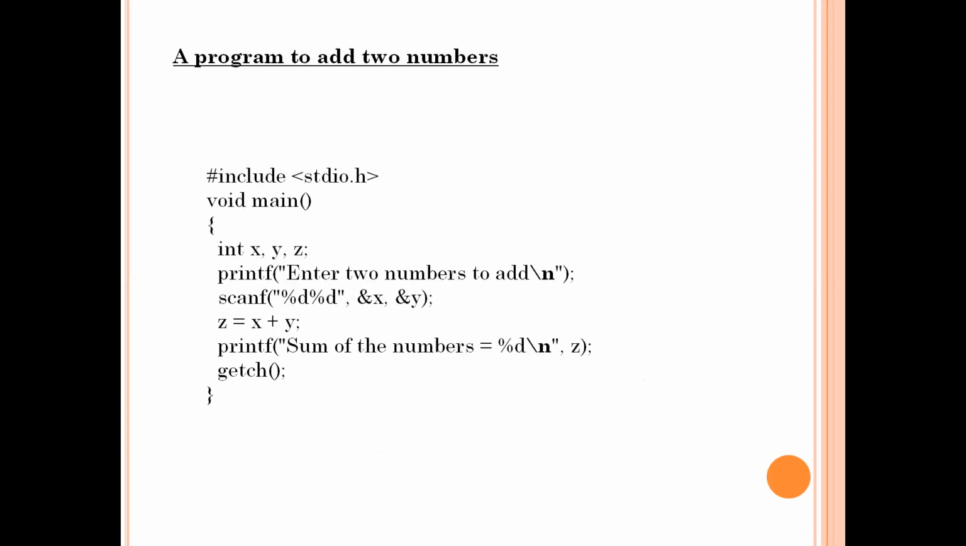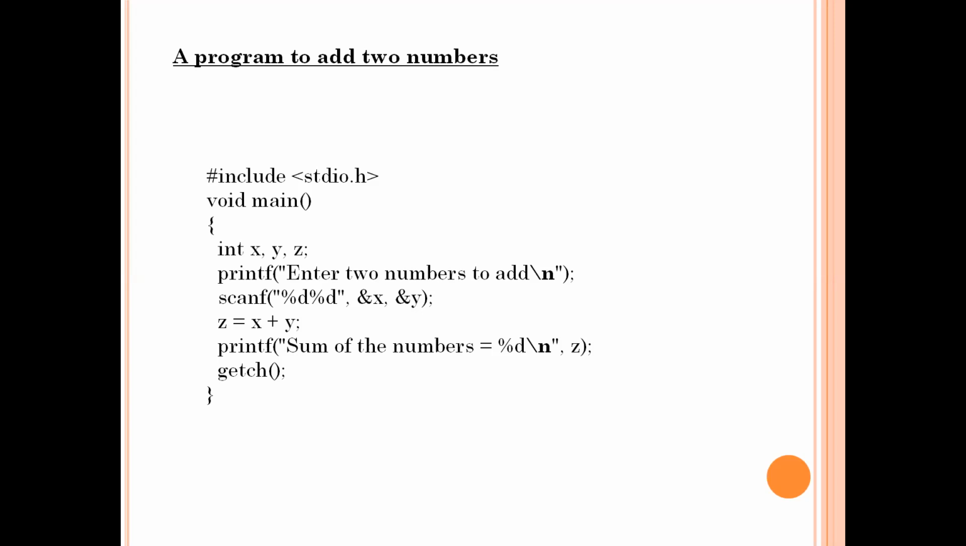So let's see another example program, a program to add two numbers. The first statement, as we said earlier, the first line of the program is #include <stdio.h>. That is the inclusion of a header file. stdio.h is the header file. Header files always end with the extension .h. And #include is the preprocessor directive.